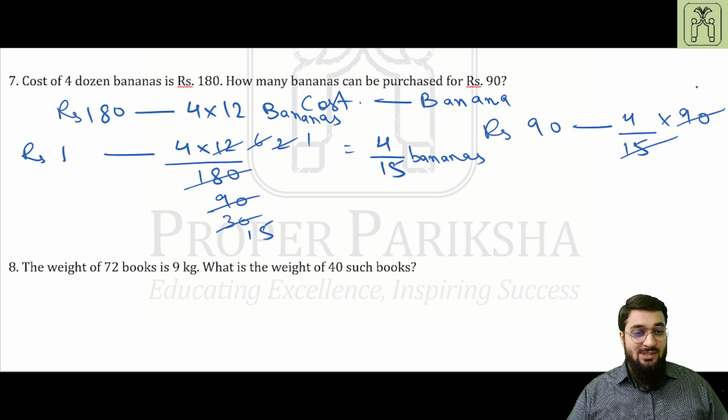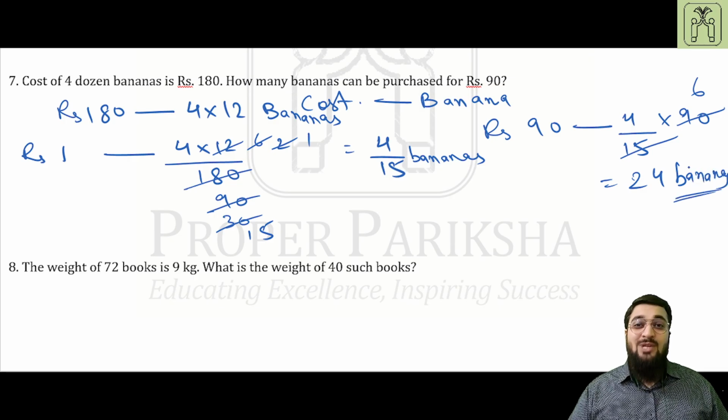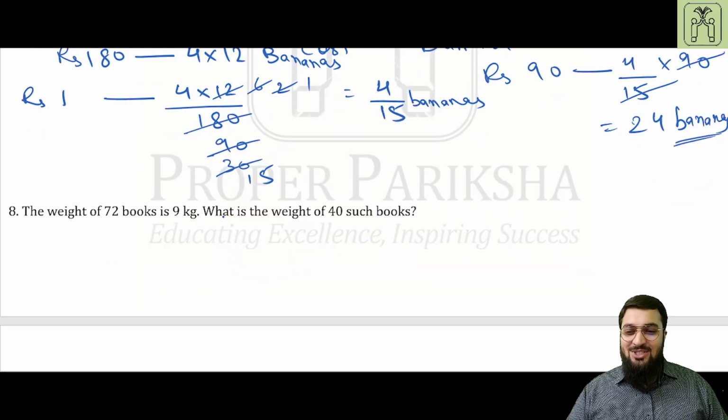So 3 2s are 6 and therefore this is 6 4s are 24 bananas. For those who have watched the video of minions, I hope that you remember the favorite term of the minions, and that is banana.